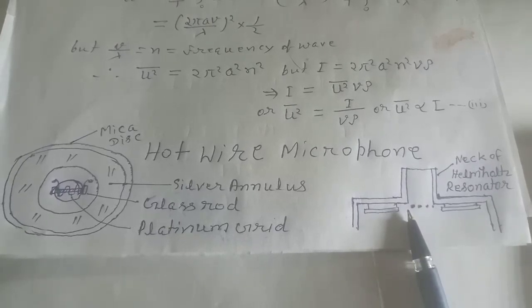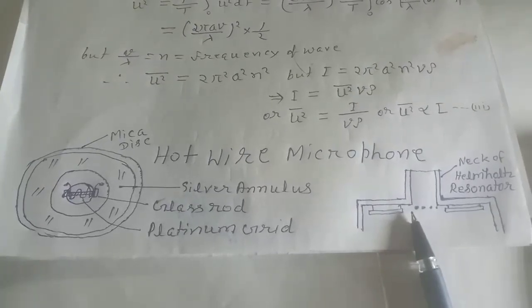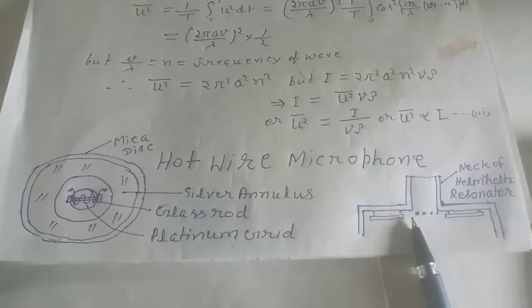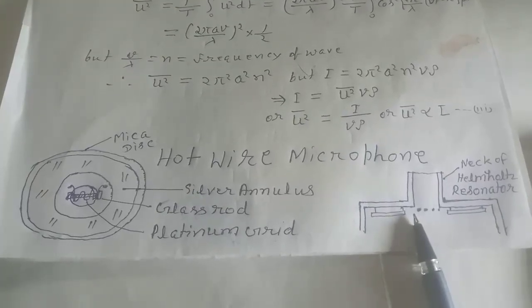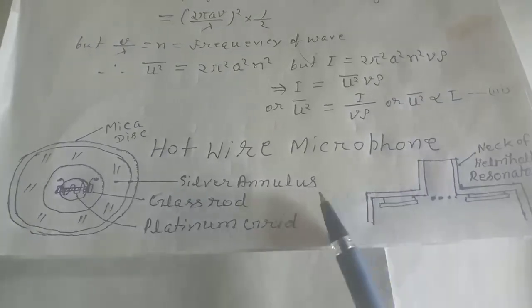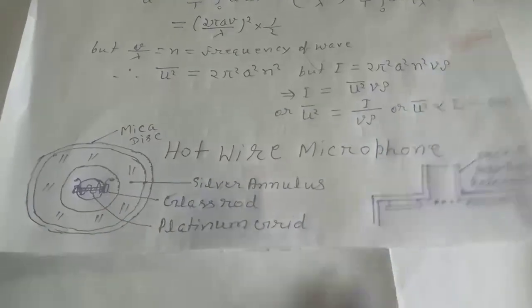And the deflection is proportional to the sound intensity. Hence the microphone can be used to measure the sound intensity. So this is the hot wire microphone. We saw its construction and its working.